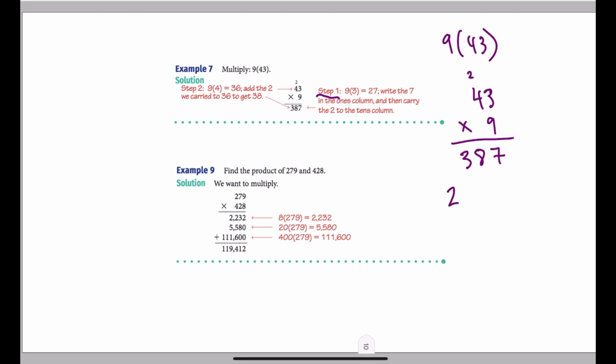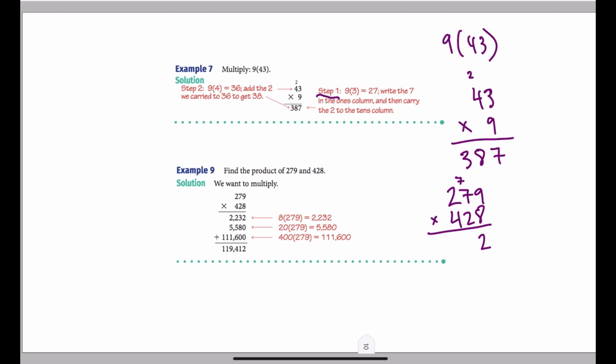Since they're both three-digit numbers, it doesn't matter which one I put on bottom and which one on top. I'm going to have to multiply each digit in the bottom number to each place in the top number. I'll start on the right with the 8, so 8 times 9. 8 times 9 is 72. Carry the 7.